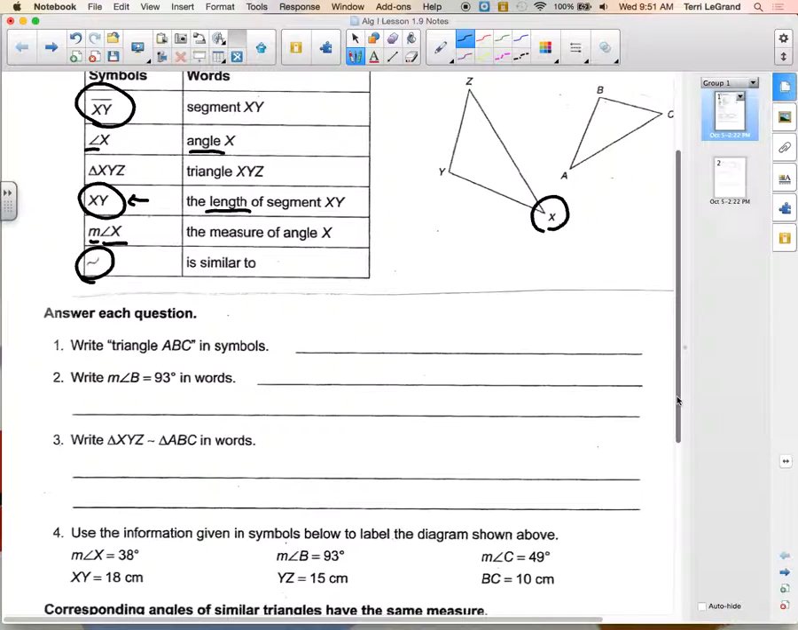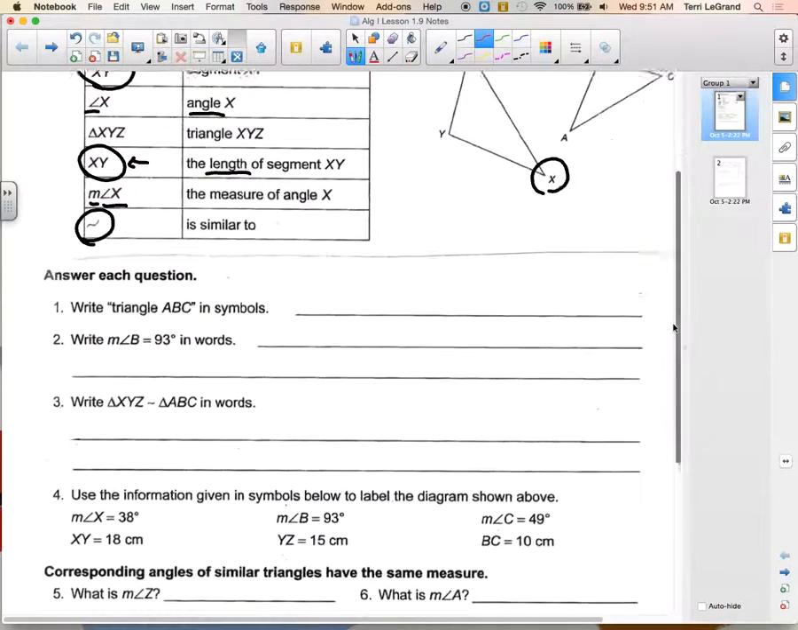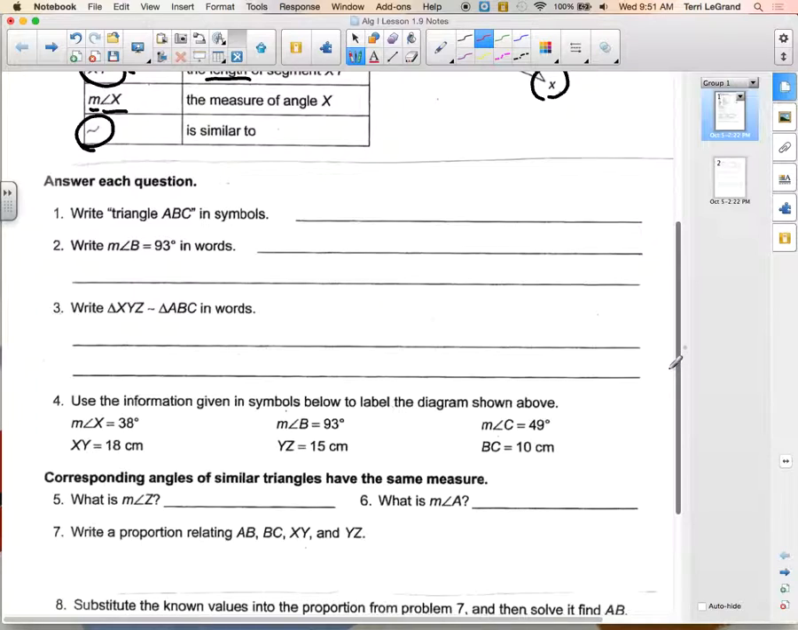Okay? So, answer each question. Write triangle ABC in symbols. Go ahead and do that in your papers right now. How would you write triangle ABC in symbols? If we want to write triangle ABC in symbols, no words involved, how would we write it? Tyler? We draw a triangle and do ABC. Yeah, we draw a little triangle and put the vertices following it, A, B, C.